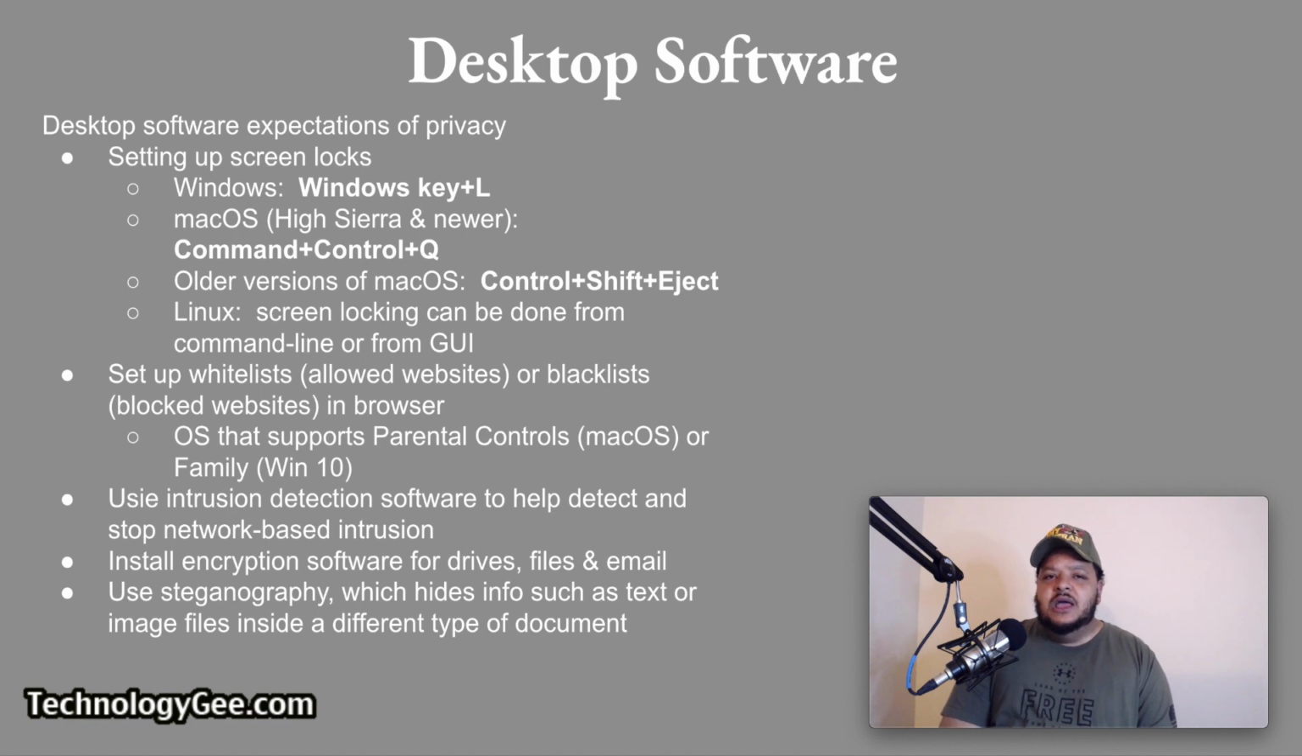Another thing you can do is set up whitelists, which are allowed websites, or blacklists, which are blocked websites, in your browser. If you use an operating system that supports controls for child accounts, such as parental controls in Mac or Family in Windows 10, you can use the family control software blacklist/whitelist feature for websites and for apps. You can also use intrusion detection software to help detect and stop network-based intrusion. You can install encryption software for drives, files, and email. And you can use steganography, which hides information such as text or images inside a different type of document.